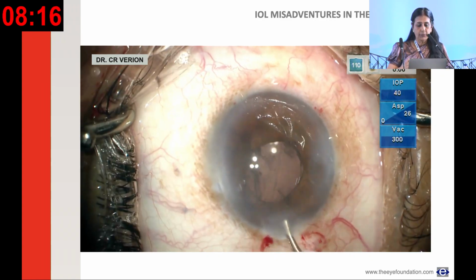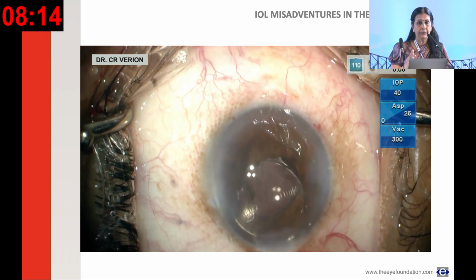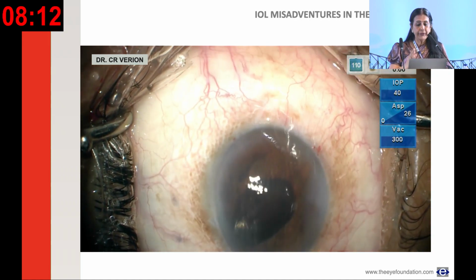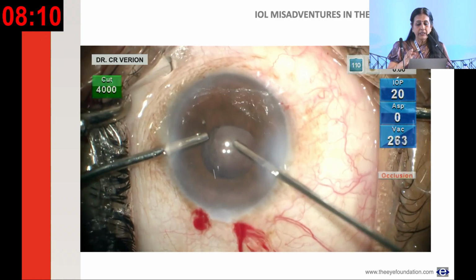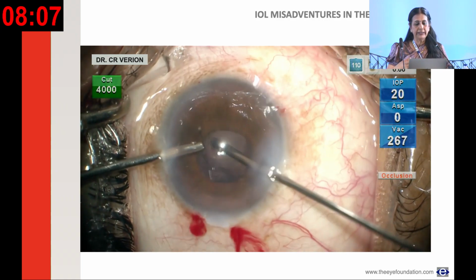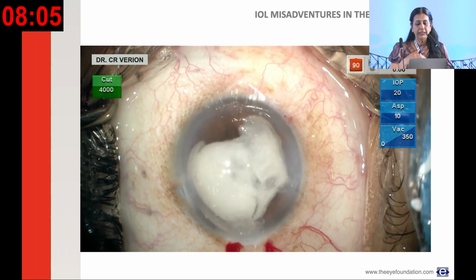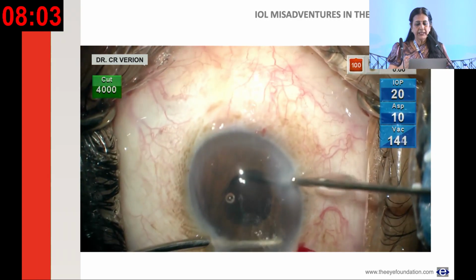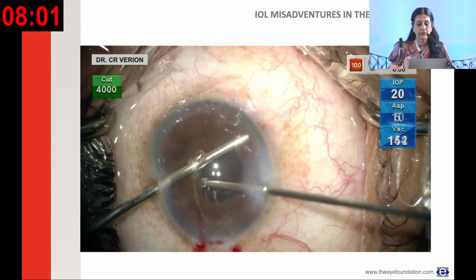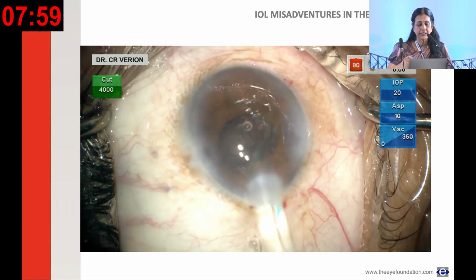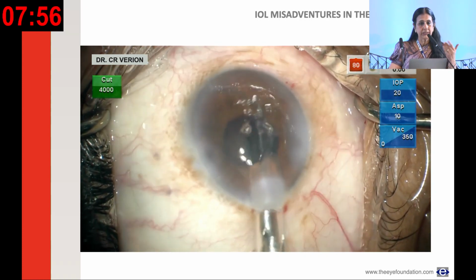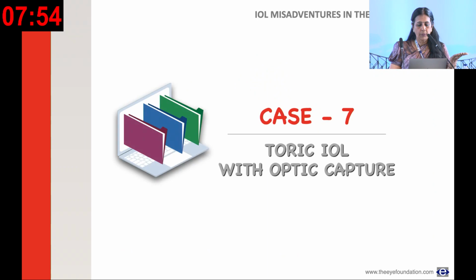It was actually a toric IOL, but it's a hydrophilic material. So let's understand that with a hydrophilic material, you need not even enlarge the incision, just hand over hand you can get it out, and then you can do a vitrectomy, inject Tricot, and see whether there are any remnant vitreous strands. There was a lot of it at the section, cut all the vitreous, and then go back in and inject a 3-piece IOL and again do an optic capture.